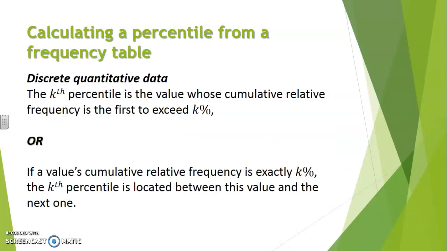More often than not, we're going to be calculating a percentile from a frequency table. Now, in the case of discrete quantitative data, the kth percentile is the value whose cumulative relative frequency is the first to exceed k%. There is an exception, though. If a value's cumulative relative frequency is exactly k%, then we will deem that the kth percentile is located between this value and the next one. We're going to show examples to illustrate how this is applied.